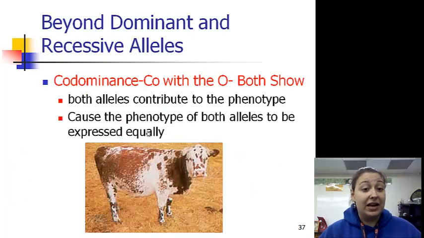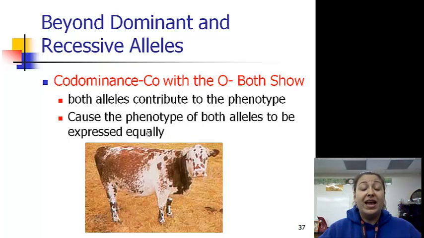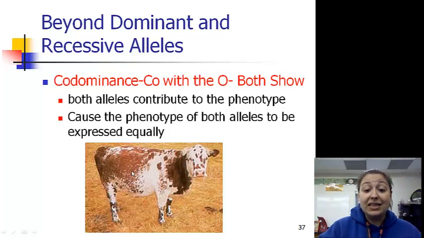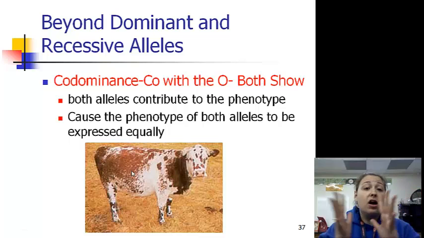Now the next type is codominant. Co with the O, both show. Both alleles actually show. They're not dominant over one or the other. They are both expressed equally. That is why this cow has white spots and brown spots. They both show. It's not a mixture.